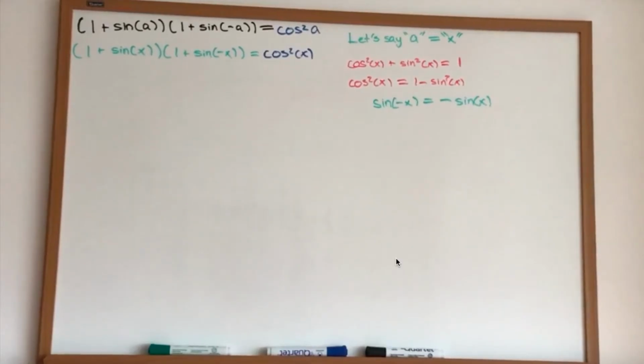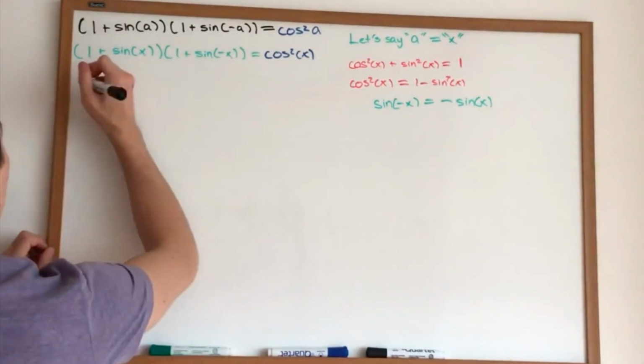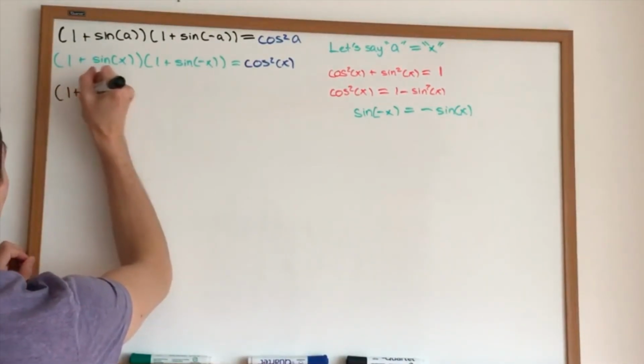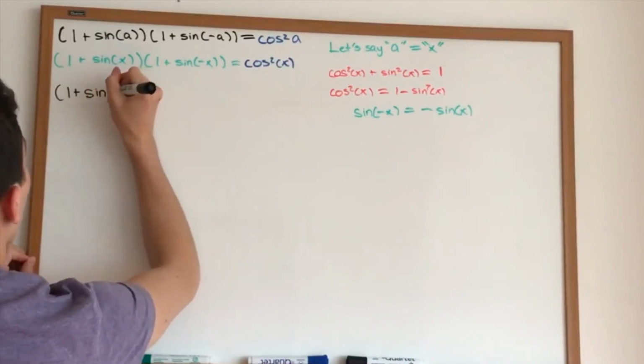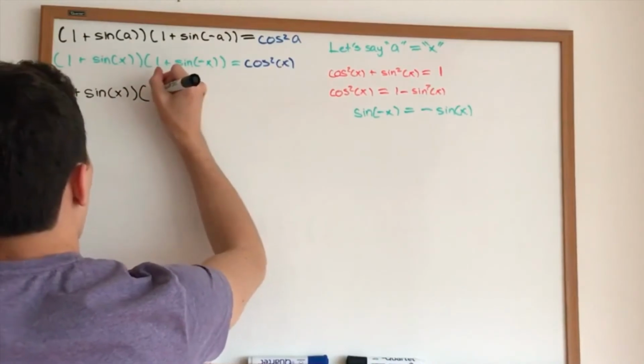Identity number 30. We have 1 plus sine of alpha times 1 plus sine of minus alpha, that is equal to cosine square of alpha. Let's say alpha is equal to x, so that will leave us with 1 plus sine of x times 1 plus sine of minus x equals cosine square of x. The first step that we need to take is multiply the second parenthesis, so that will leave us with minus sine of x.